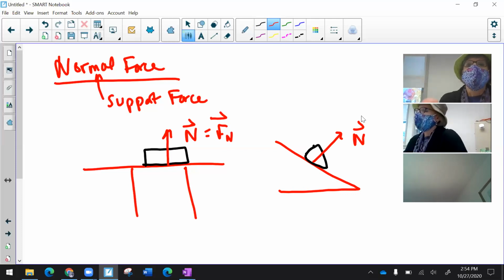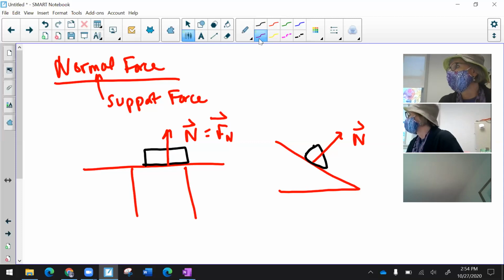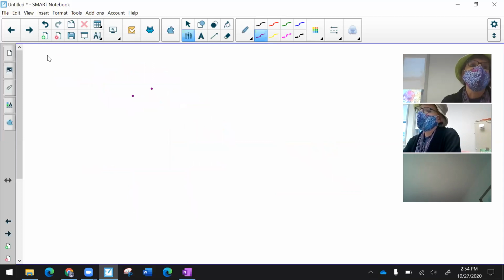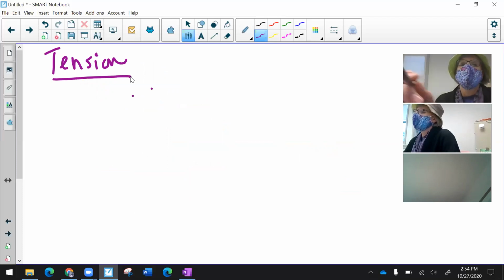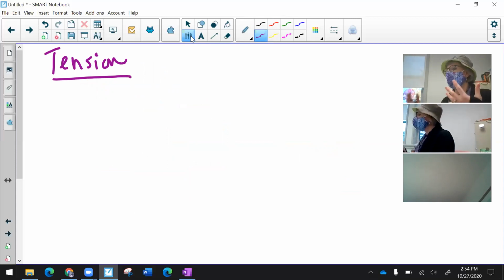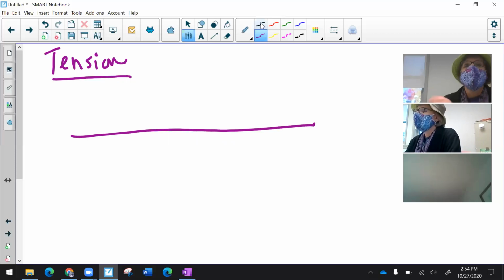So what's the third force that they talked about in the common forces section? Tension, okay? Now, tension is the force that we get when we've got a cord or a rope or a string or a chain that is connected to an object and is pulling it. That's kind of the easy way to deal with it.